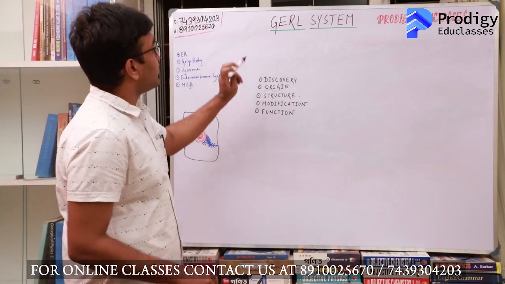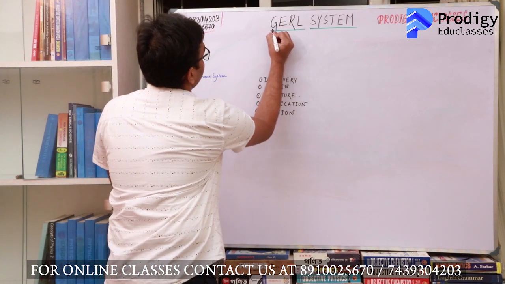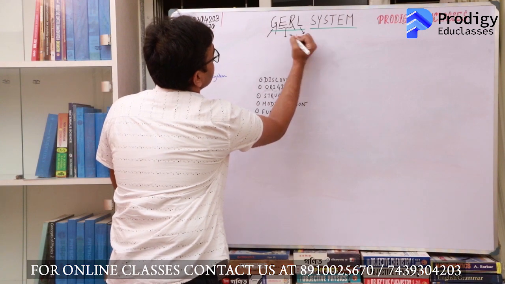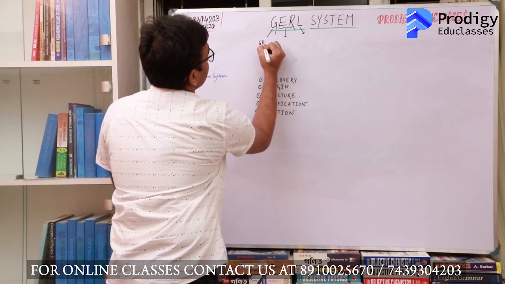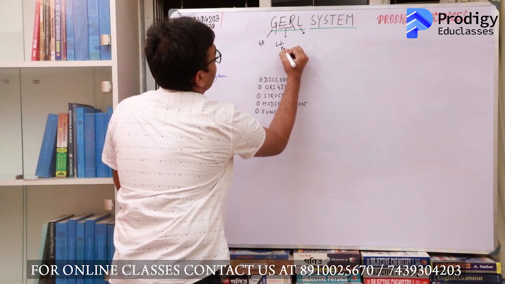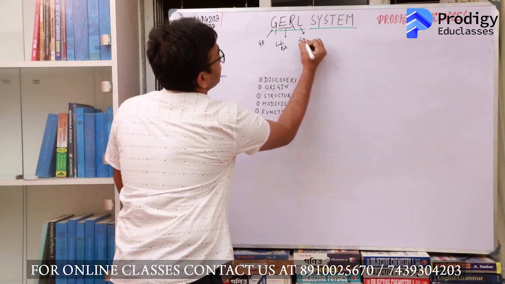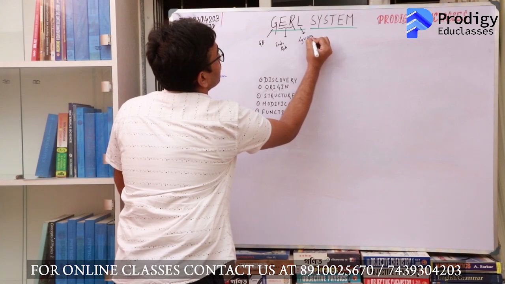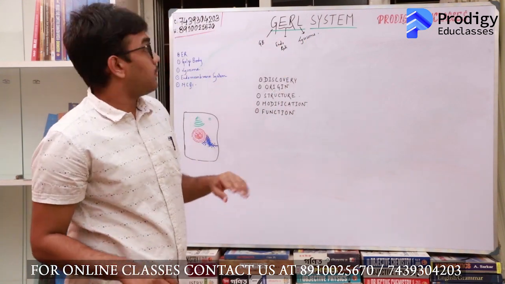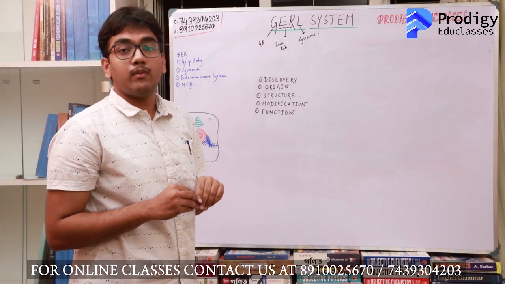So look, the GERL system here, these letters stand for the organelles. G stands for the Golgi body, ER stands for the endoplasmic reticulum, and L stands for the lysosome. So these three together make up the GERL system or the endomembrane system.